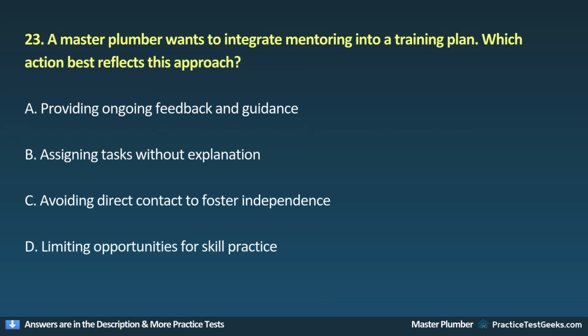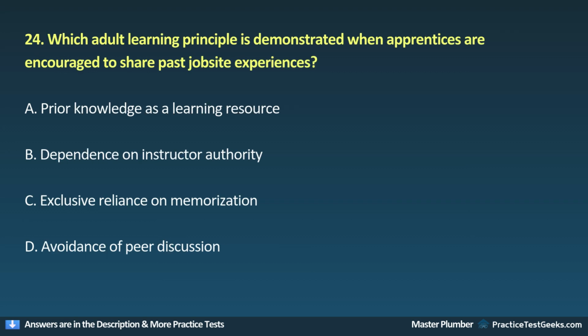23. A master plumber wants to integrate mentoring into a training plan. Which action best reflects this approach? A. Providing ongoing feedback and guidance. B. Assigning tasks without explanation. C. Avoiding direct contact to foster independence. D. Limiting opportunities for skill practice.